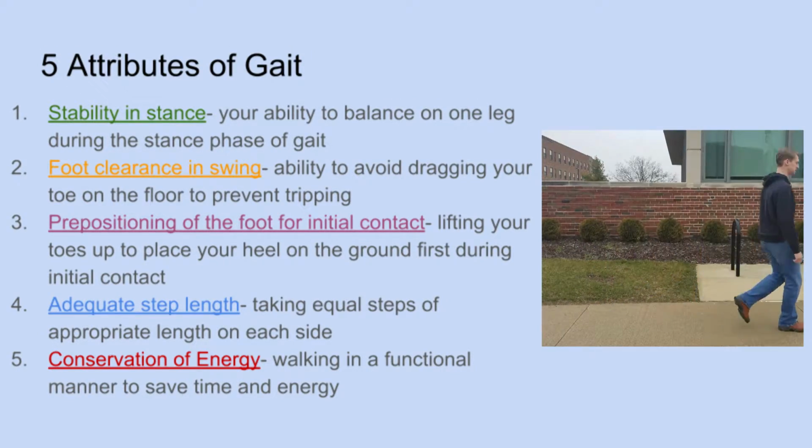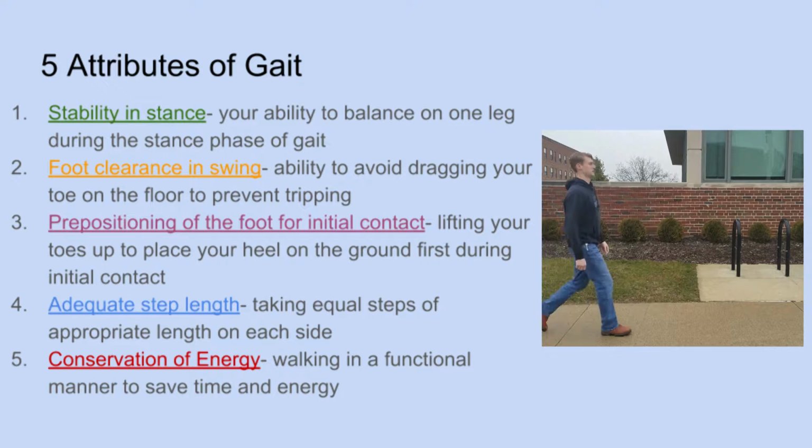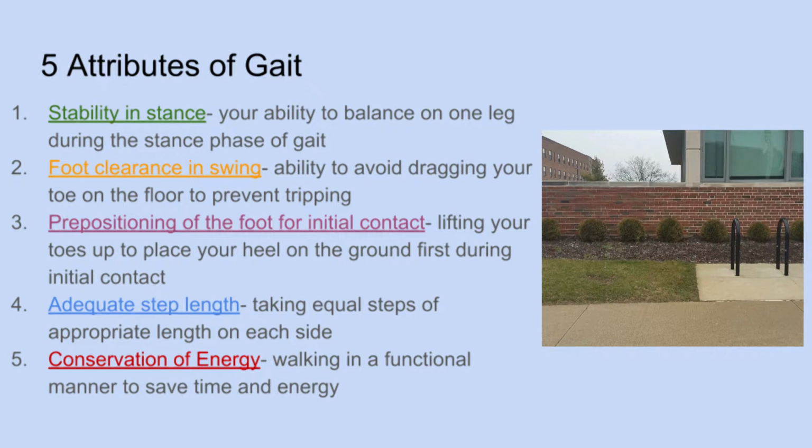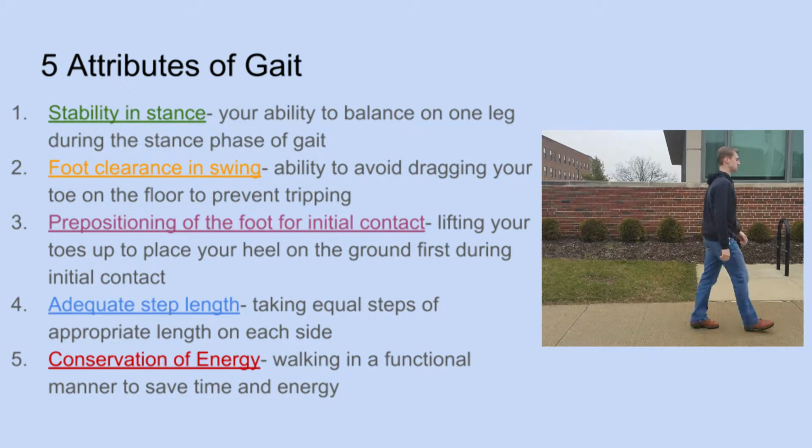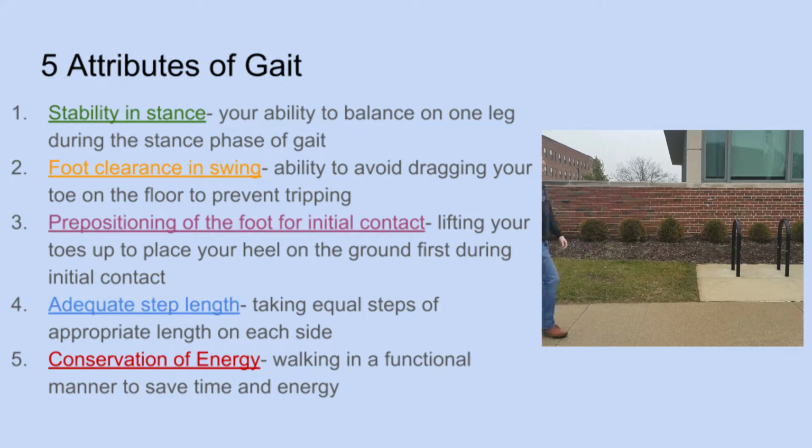Another way we determine if a gait pattern is normal is by checking to see if it meets all 5 attributes of gait. These attributes are a way for us to identify gait issues and can be used to see if a treatment has been effective. The first attribute is stability and stance. This simply means your ability to balance on one leg during the stance phase of gait.